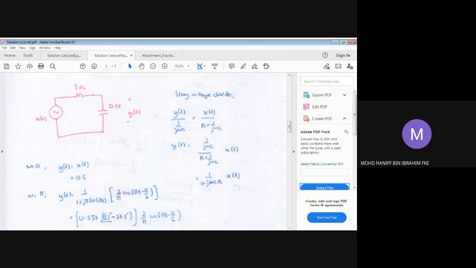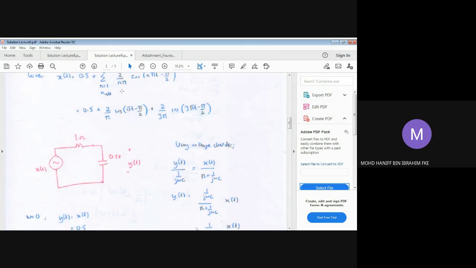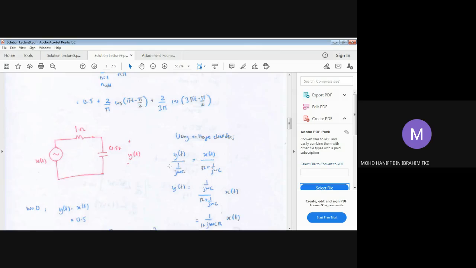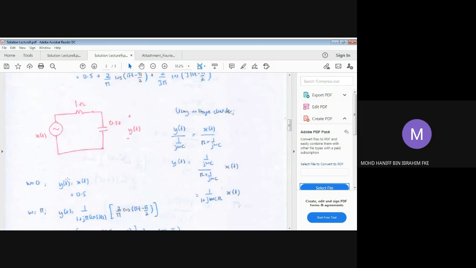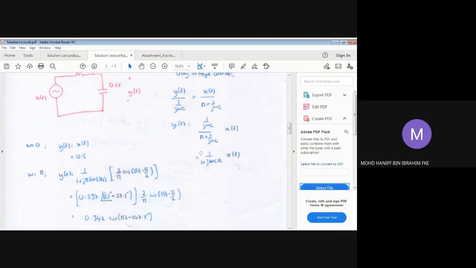Now, from the equations here, we have 3 terms. The first one is for omega equals 0, the second is for omega equals pi, and the third term is for omega equals 3 pi. So we are going to calculate the output y(t) for each frequency component. Let's start with the first one, omega equals 0. By substituting 0 in these equations, y(t) equals x(t). So when omega equals 0, y(t) will be x(t), and the output y(t) for the first frequency of 0 will be 0.5.